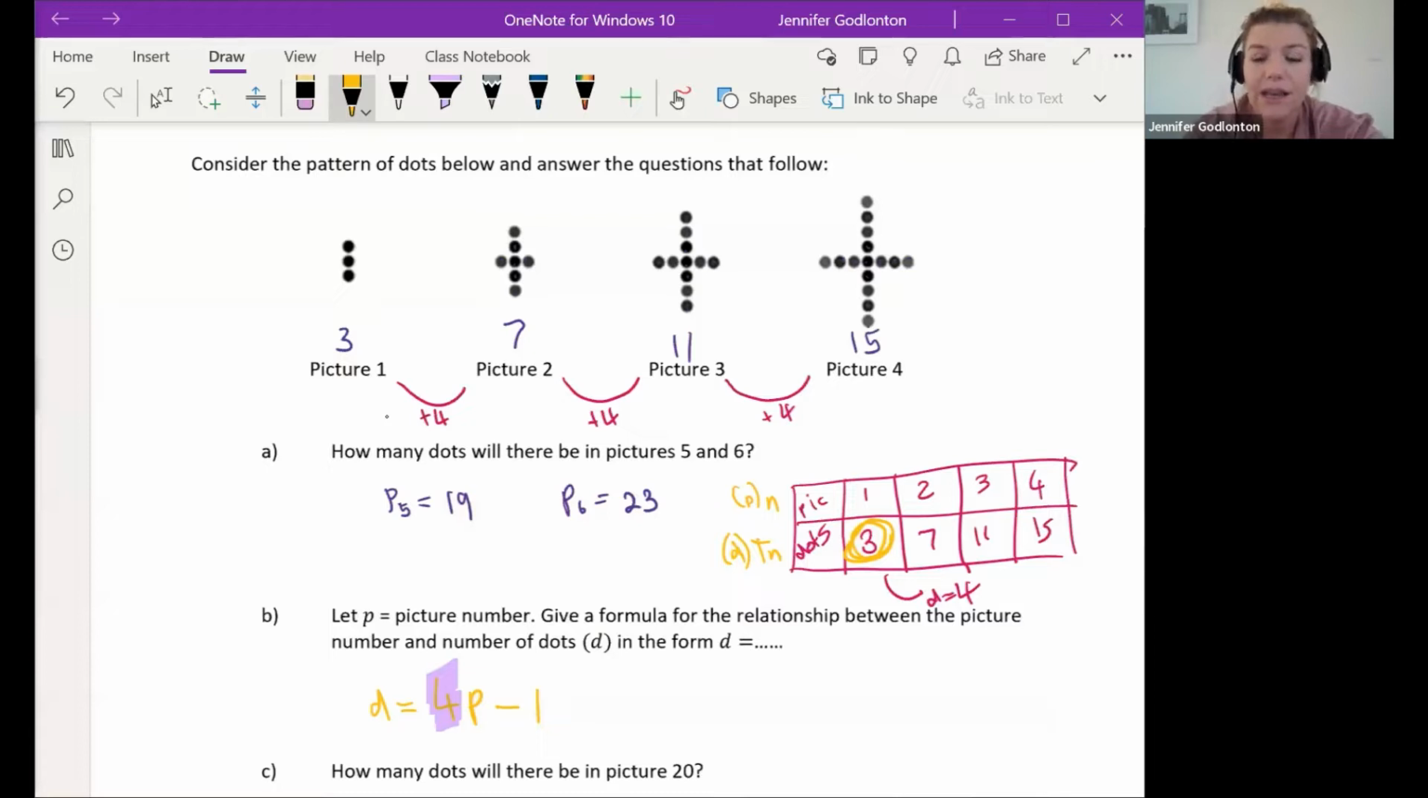Second thing is make sure you haven't snuck an n in there somewhere. It's a very common mistake because our brain always thinks the pattern Tn would be 4n minus 1. So we know we have d equals, but then our brain jumps to thinking it must be 4n minus 1. Super common mistake. We just need to be careful not to use it, and we must be using p for picture. Those are the two important things that came up here.